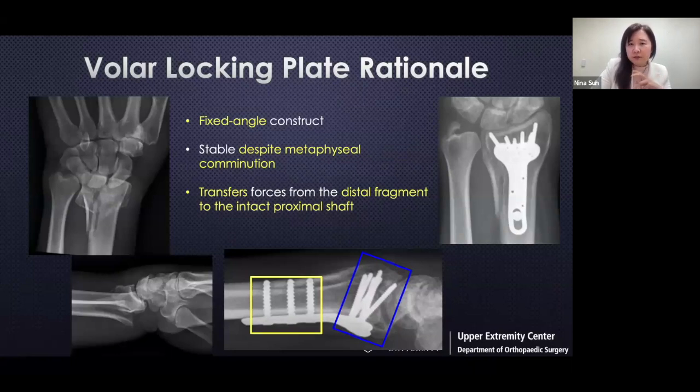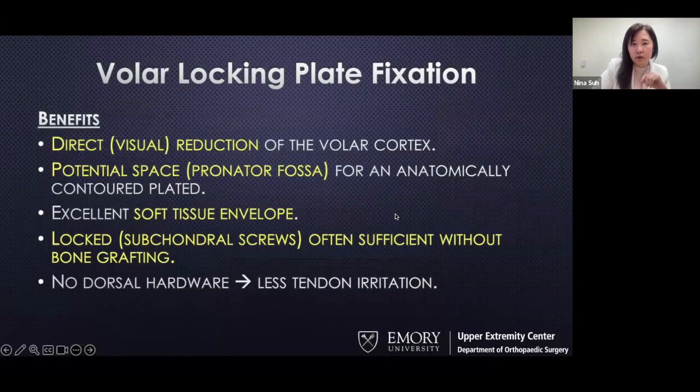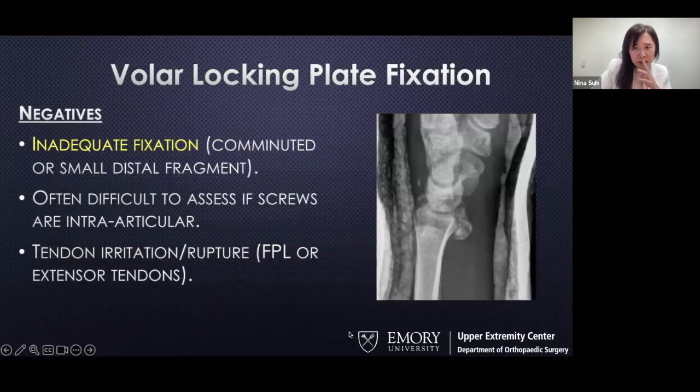However, there are exceptions. The rationale, of course, is it's a fixed angle construct and it's stable despite having significant metaphyseal comminution and transfers that distal fragment force to the intact proximal shaft. The benefits, of course, is that you have direct visualization of the volar cortex when you're putting down this plate. There's a pronator fossa where the plate sits very nicely and there's a very robust soft tissue envelope there. And the locking screw technology is often sufficient to hold that distal fragment while the bone is healing with the metaphyseal comminution. And there's obviously less or no dorsal hardware and theoretically less tendon irritation.